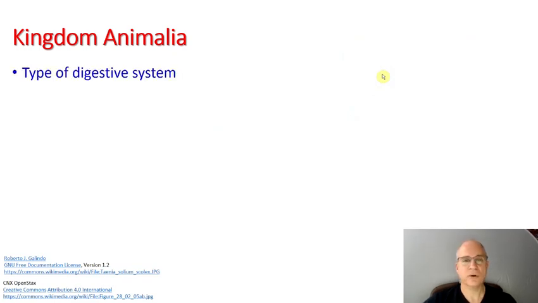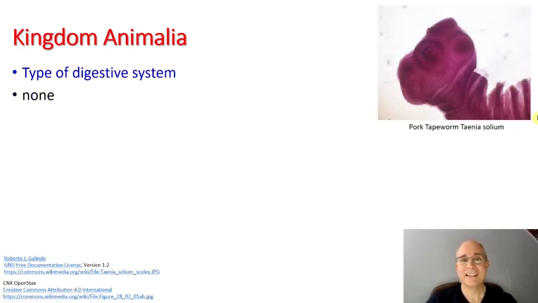Different animals are going to have different types of digestive systems. Some animals don't have a digestive system at all, and a really classic example of this would be the pork tapeworm. In part of the life cycle of the pork tapeworm, which is inside of a human, for instance, they are attached to our intestine, and they're just able to absorb nutrients from our digestive tract into their body. So they don't have the need for a digestive system.